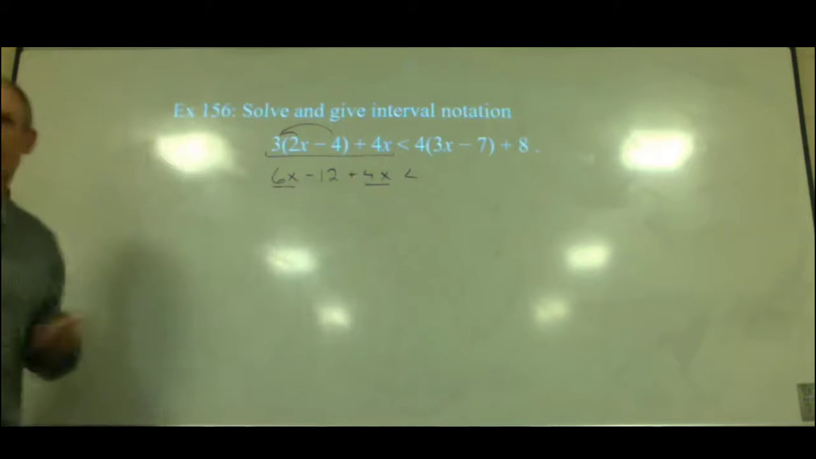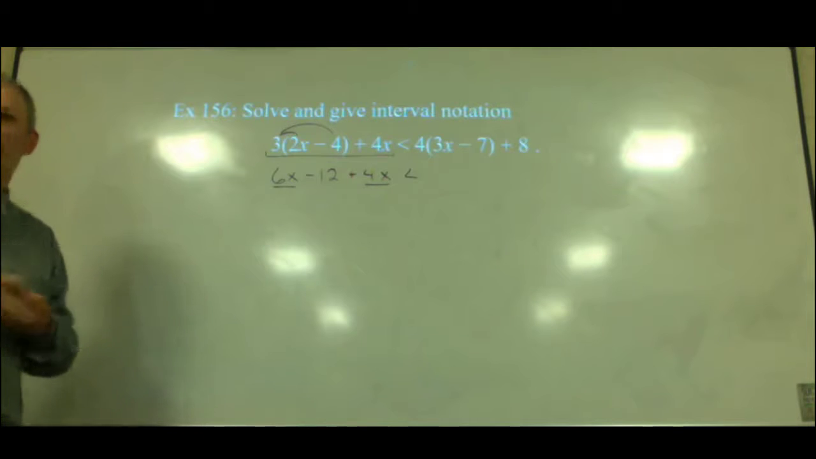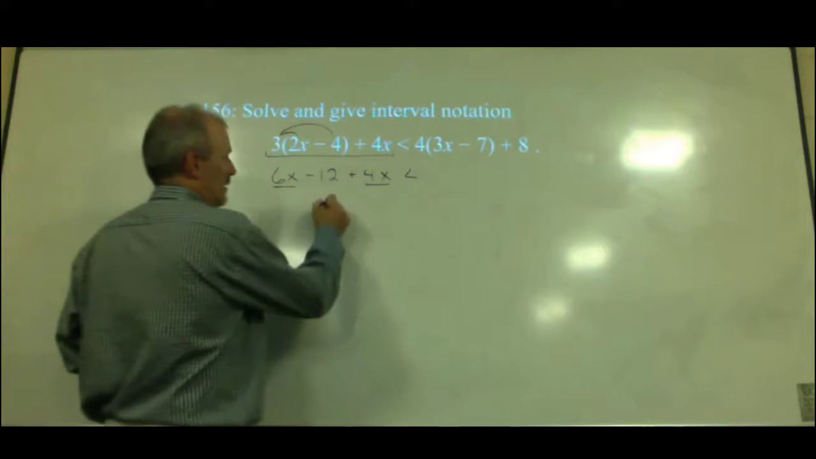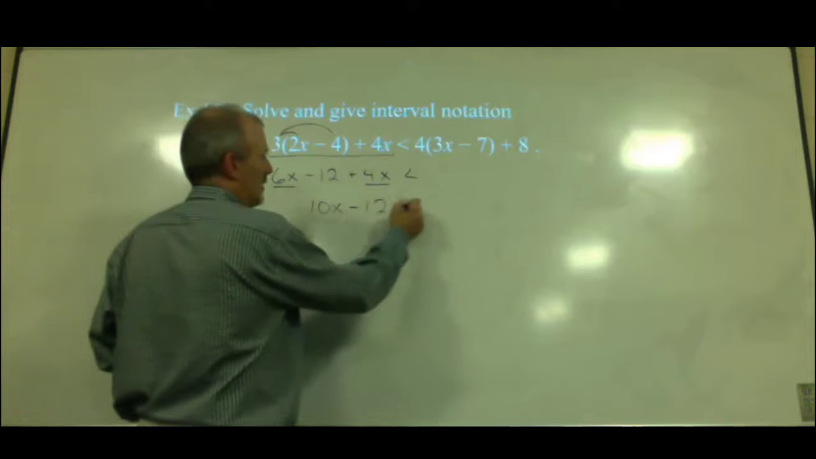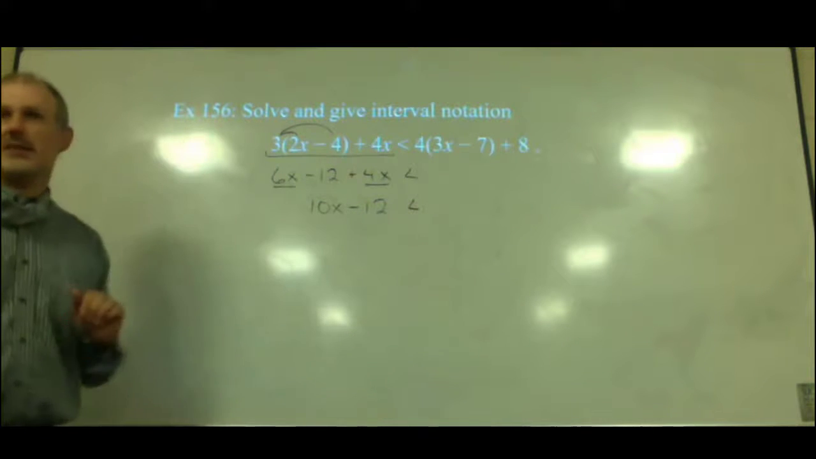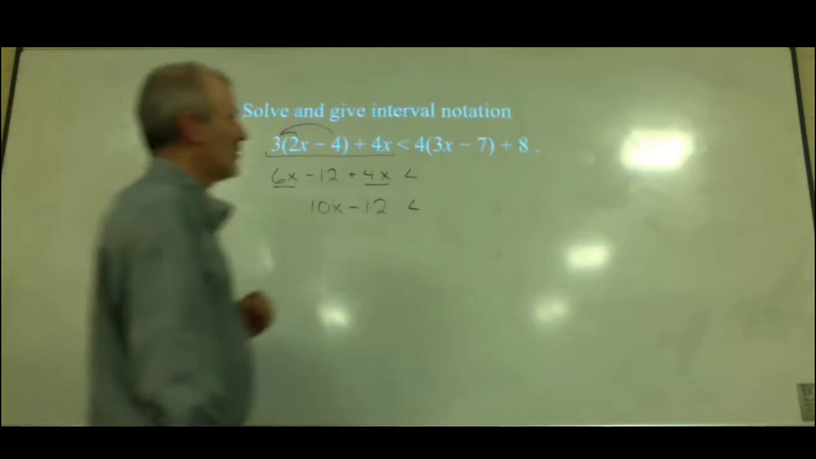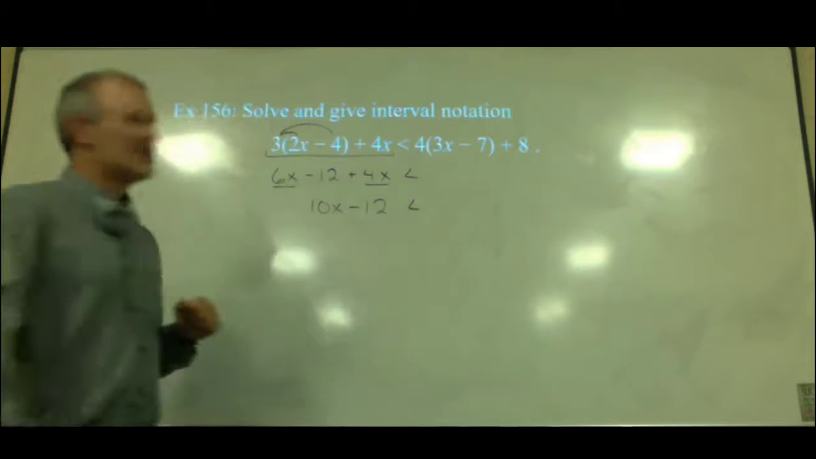They're both x's, so we just put them together. And what do we get? 10x minus 12. Okay, so we just simplified the left, and it looks like this now. Now there's only two pieces to it, so that's much nicer. Now we're going to go to the right. What do we have to do on the right? It's going to be pretty similar.